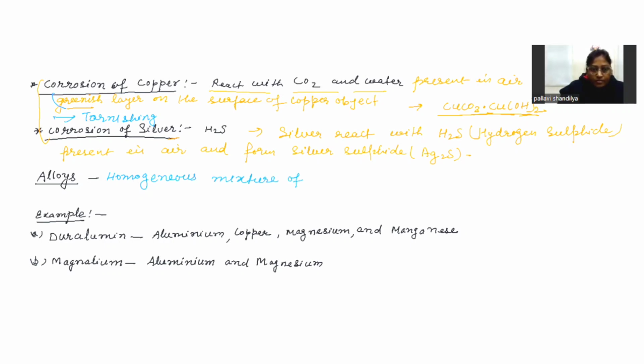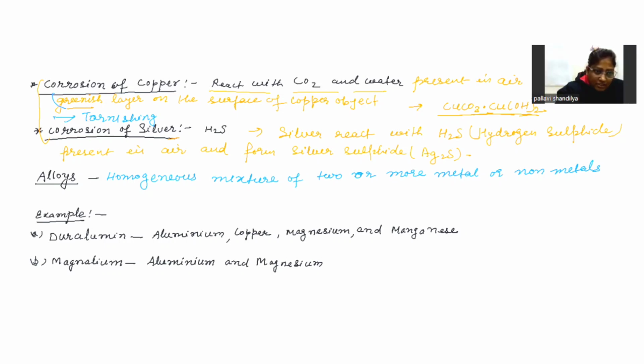So basically a homogeneous mixture of two or more metal or non-metal. But metal is necessary for that. ठीक है, एलवाई के लिए मेटल नेसेसरी है. मेटल नॉन मेटल हो सकता है, मेटल मेटल हो सकता है. तो एलवाई इन सारी चीजों का होता है. ये होमोजीनियस मिक्सचर है.